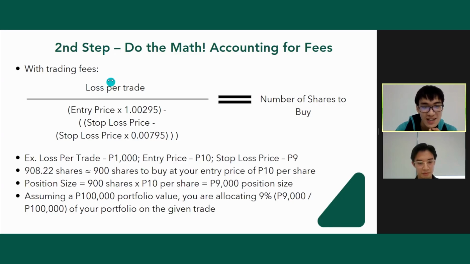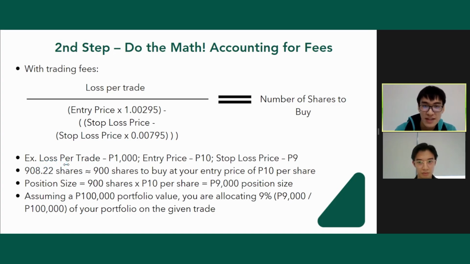So just plug in the given. So example, loss per trade. So you plug in 1,000 pesos. Your 10 will be there. Your 9 would be there. So just compute it. So in this example, we got a result of 908.22 shares.